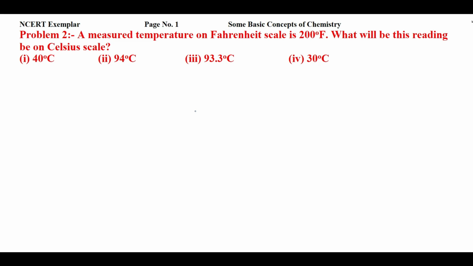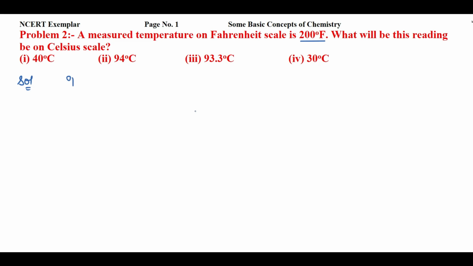Students, this is problem number 2 in Some Basic Concepts of Chemistry in NCERT Exemplar, right? So let's read the statement. A measured temperature on Fahrenheit scale is 200 degree Fahrenheit. What will this reading be on Celsius scale, right? So you have a Fahrenheit temperature that is 200 degree Fahrenheit and you have to convert this 200 degree Fahrenheit into Celsius, right? For this, we'll see the formula first.